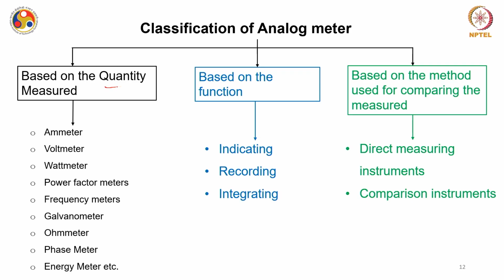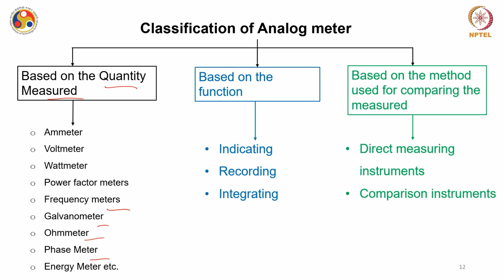If I want to classify the analog meters based on what quantity they are measuring, they can be divided into several types, like ammeters, voltmeters, wattmeters, power factor meters, frequency meters, galvanometers, ohmmeters, phase meters, energy meters, and so on.